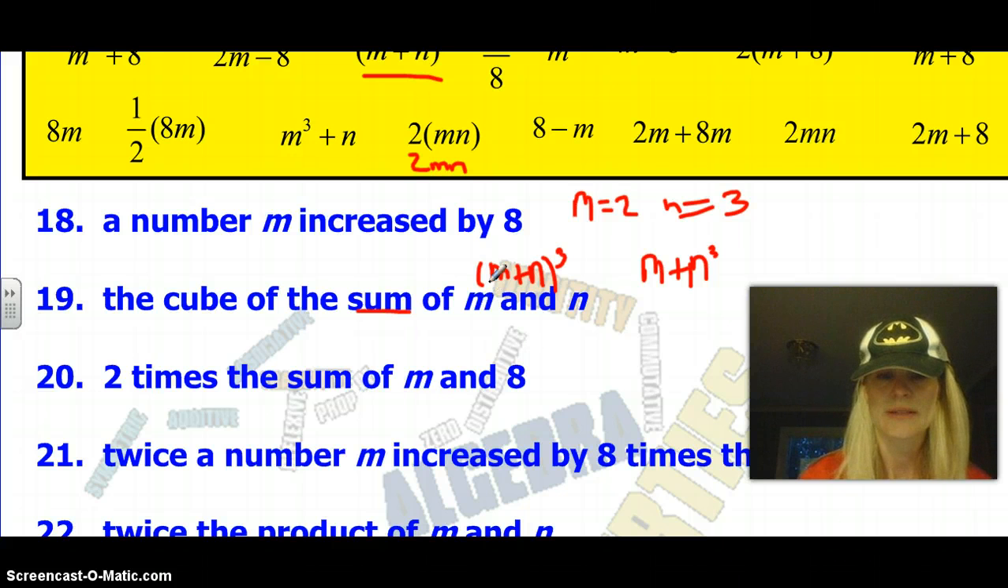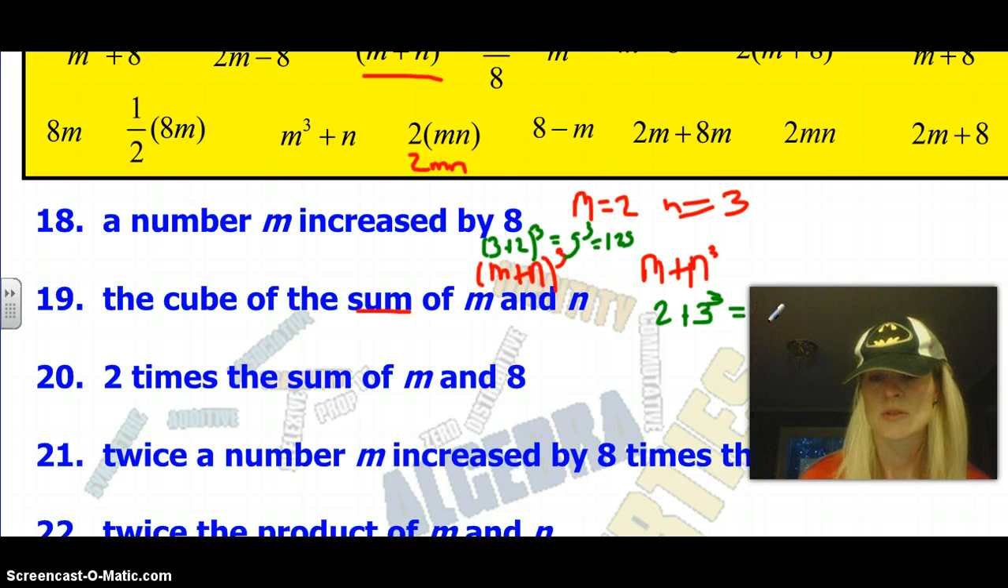Okay, so if I replace this m with 3 and this n with 2, I do the parentheses first. That would give me 5 to the third power. 3 plus 2 is 5. So that gives me 5 to the third power, which is 5 times 5 times 5, which I'm pretty sure is 125. In this case, we would replace the m with 2, and then we replace the n with 3, and then that n is to the third power. So that goes 3 to the third.